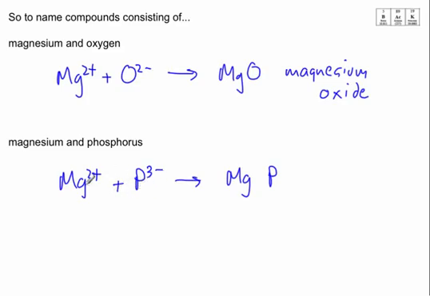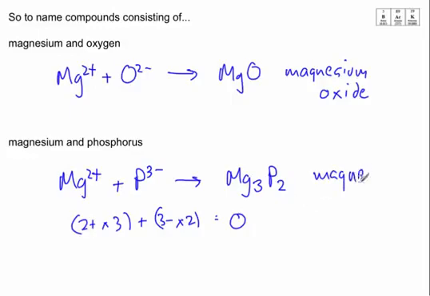So we're actually going to have to come up with different numbers of these, and we in fact, as I'm sure you realize, will require 3 magnesiums and we require 2 phosphide ions. So that now obeys the zero-sum rule. 2+ times 3 plus 3- times 2, and that equals 0. So that's a neutral magnesium phosphide ionic compound. So that's what we mean by the zero-sum rule.